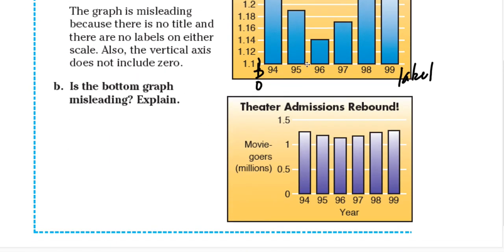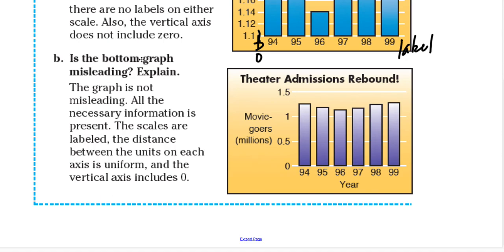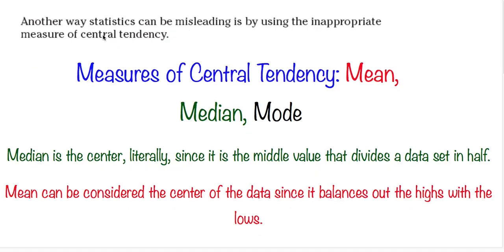You know that there is a label, there is a title, there's a label for the x and y axis, starts with 0, intervals are relatively the same, so this graph is not misleading. The graph is not misleading, all the necessary information is present, the scales are labeled, the distance between the units on each axis is uniform, and the vertical axis includes 0. So this graph is not misleading whatsoever. Okay? Take a look at the next example.